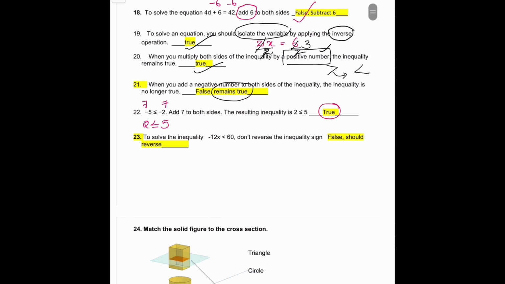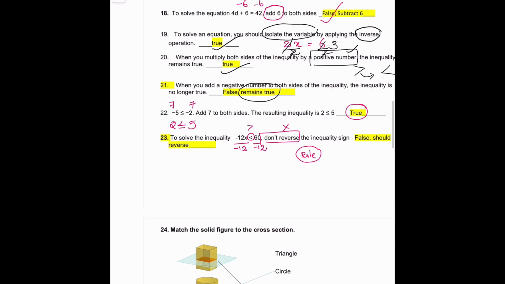To solve the inequality negative 12x less than 60, don't reverse the inequality sign. See, to solve this, what should I do? I should divide by negative 12 on both sides. And you know the rule. If you divide or multiply by a negative number, the inequality should be reversed, right? So saying don't reverse the inequality sign is wrong. So the answer will be false.